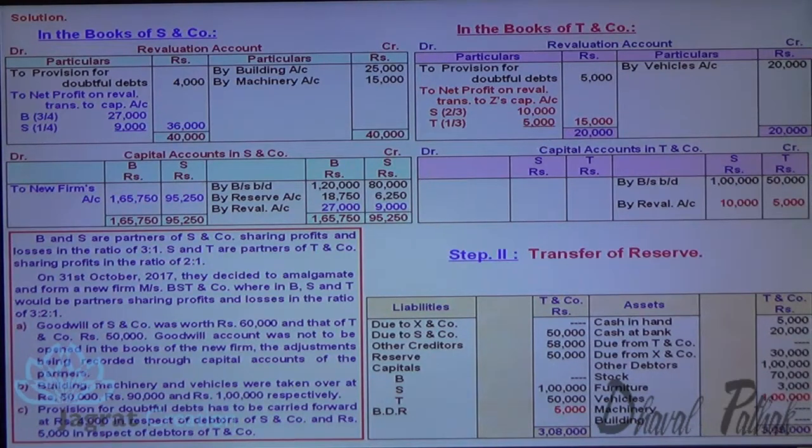Now distribute the general reserve amongst partners. The general reserve given in the sum is 50,000, and that is transferred in the ratio of 2:1. So this is how general reserve is credited to the partners' capital accounts.